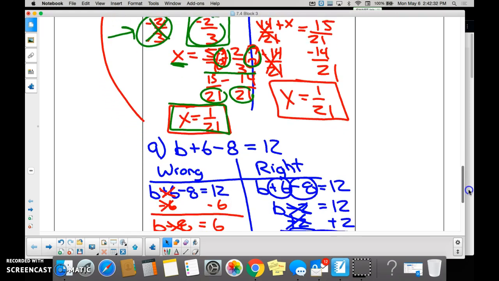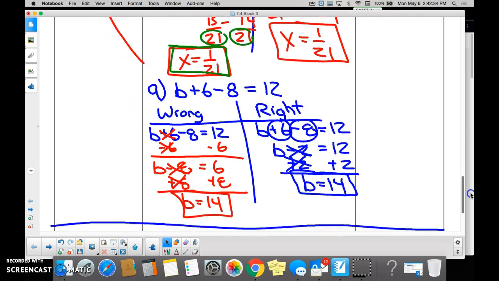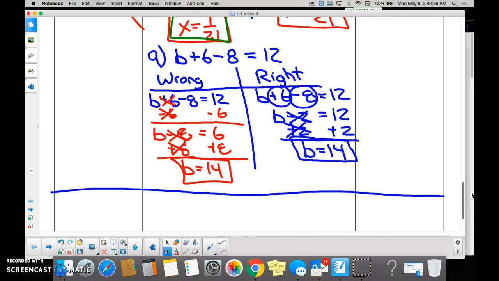Looks like a pretty simple problem. b plus 6 minus 8 equals 12. We actually got 14 for both, but I said, this one's kind of wrong. At least I want you to think it's wrong. Why do we think this side is wrong? What did we not do on the wrong side? We did not combine like terms.